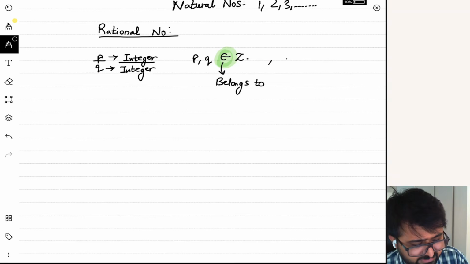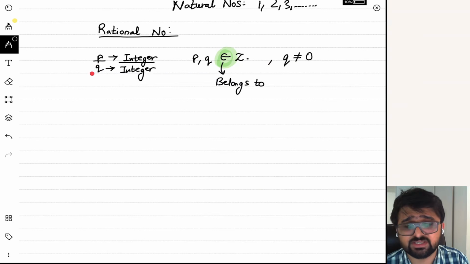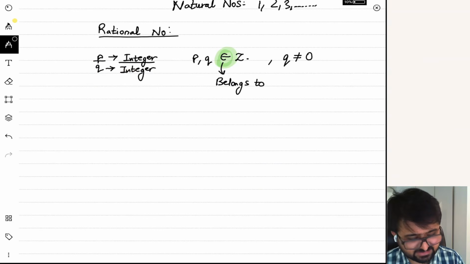And also, another thing is q is not equal to 0 here. Because if my q becomes 0, my number is not defined, and I don't want my number to be not defined. So I make sure that I put my q as not equal to 0. Any number which can be expressed in the form of p over q, which is integer over integer, is a rational number.